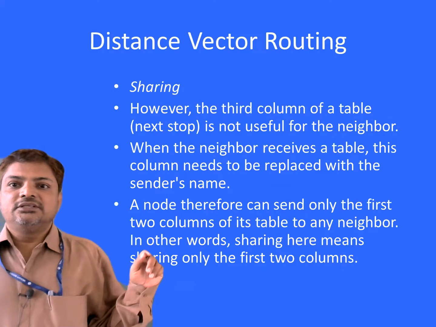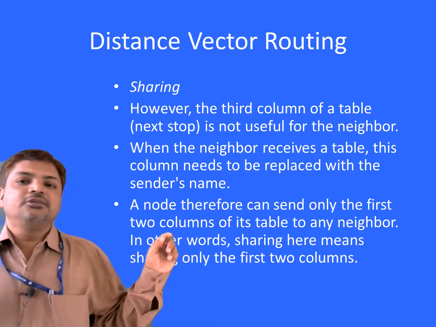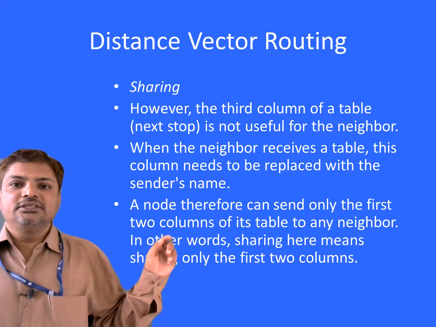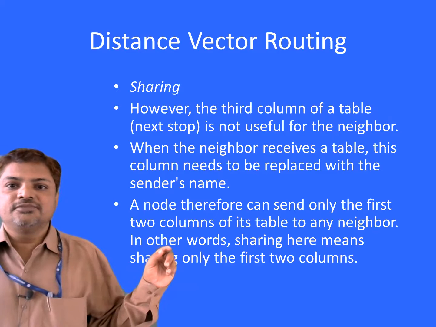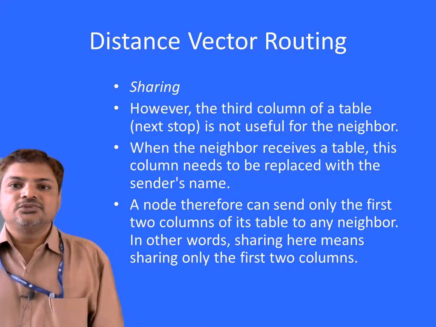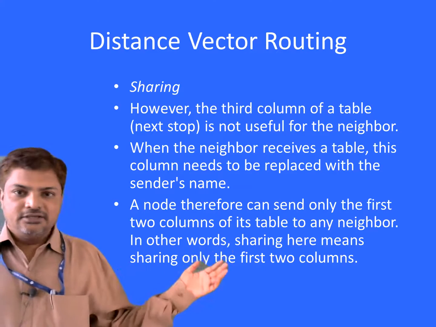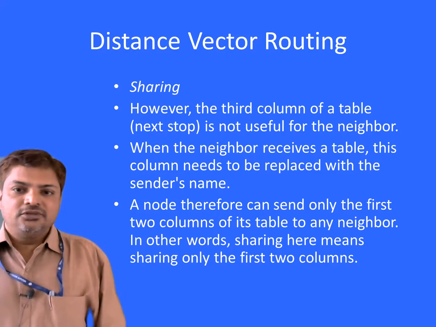However, the third column of a table, the next stop, is not useful for the neighbor. When the neighbor receives a table, this column needs to be replaced with the sender's name. A node therefore can send only the first two columns of its table to any neighbor. In other words, sharing here means sharing only the first two columns. We can share the entire table, but the third column is not useful.